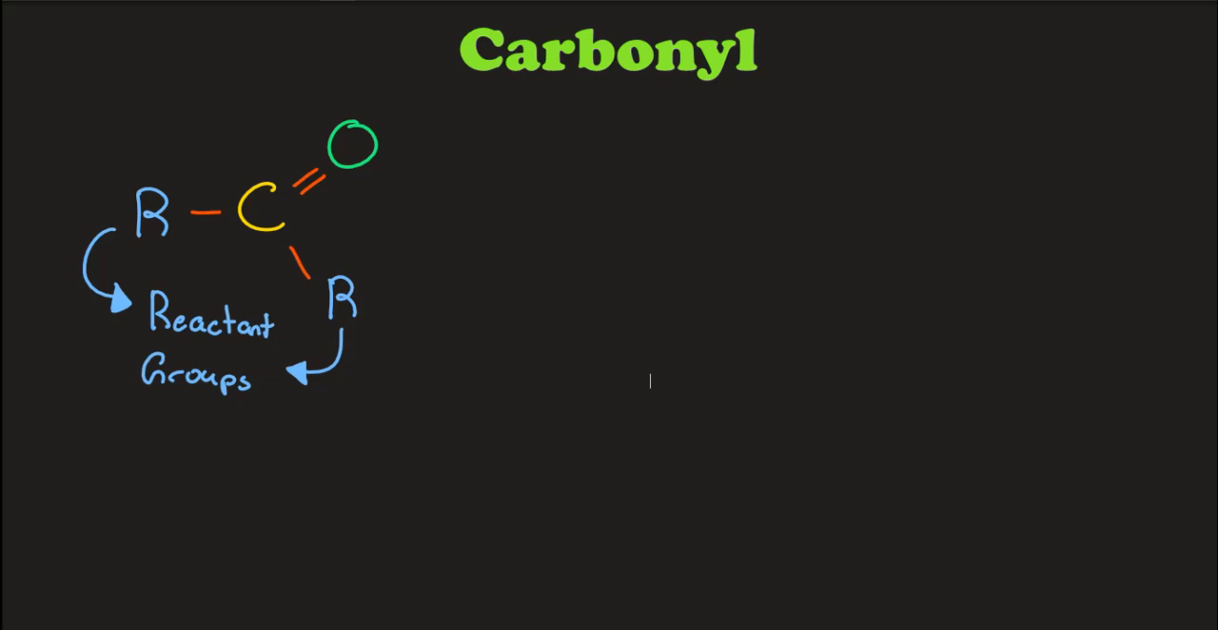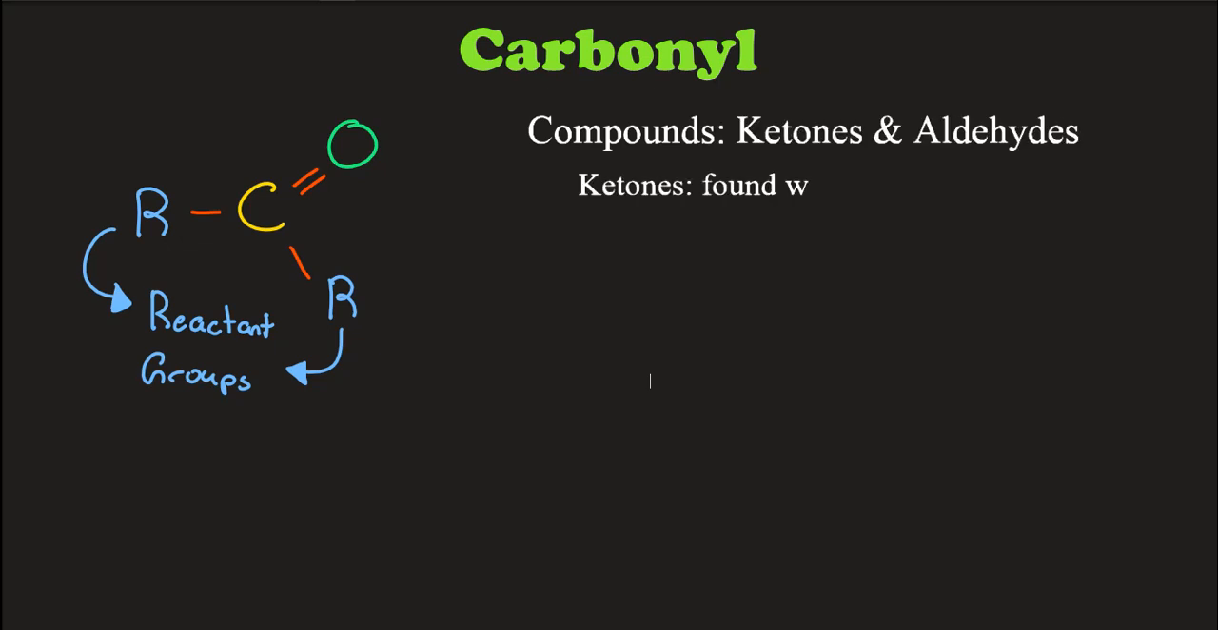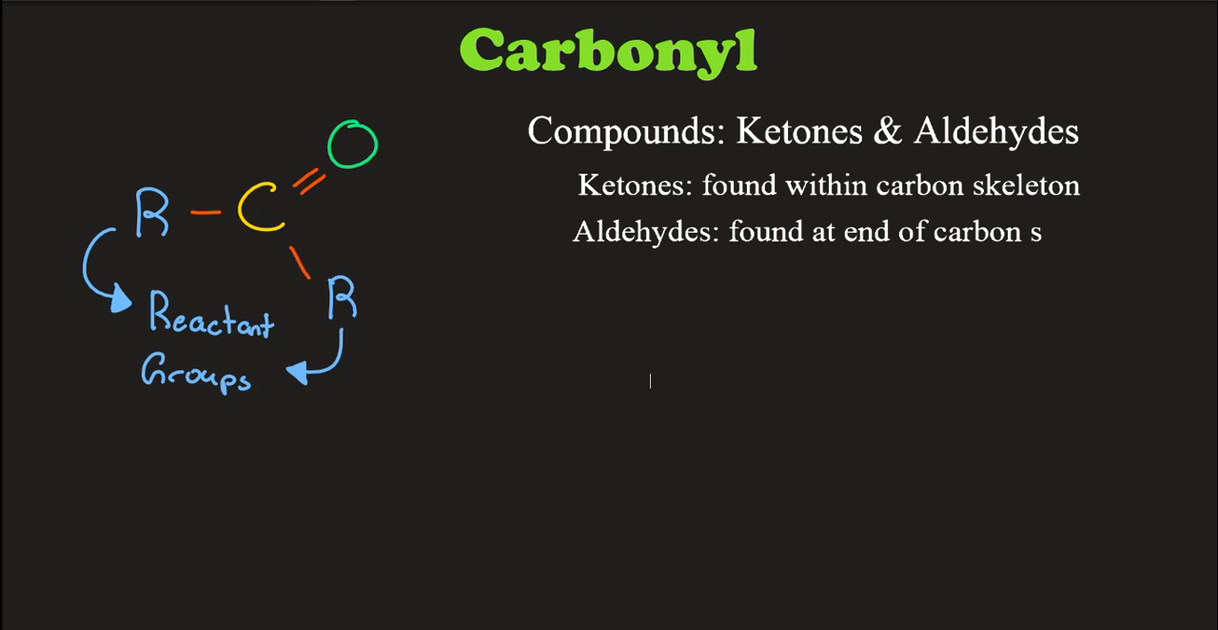Carbonyl is part of 2 compounds known as ketones and aldehydes. The difference between ketones and aldehydes is that in ketones, the carbonyl group is found within the carbon skeleton of the molecule, while in aldehydes, the carbonyl group is found at the end of the carbon skeleton of the organic molecule. Carbonyl is also polar, so it can make the molecules it is bonded to water-soluble.